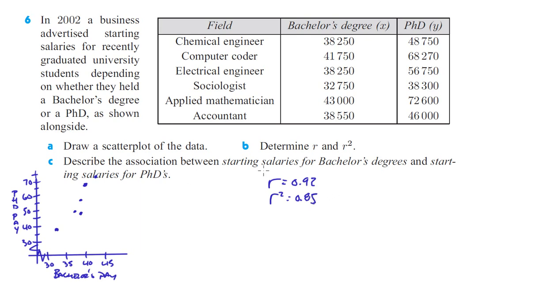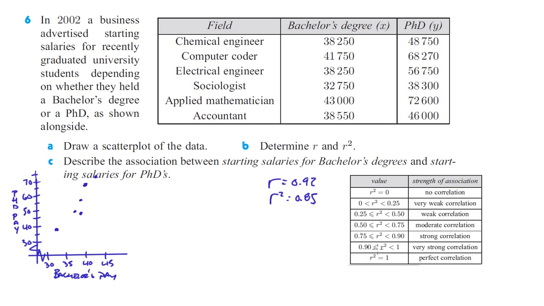Okay, so describe the association between starting salaries for bachelor degrees and starting salaries for PhDs. It's a pretty direct relationship between the two, but you're definitely going to make more on each one of these with your PhD. Your R squared is 0.85, which, let's see, is right in here, so it would be a strong correlation.